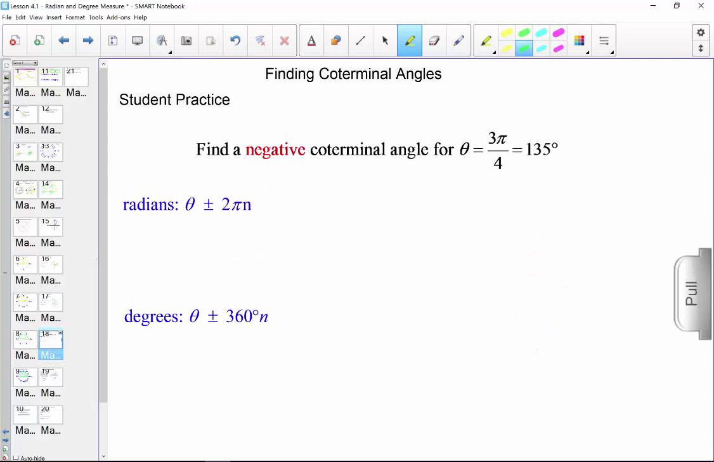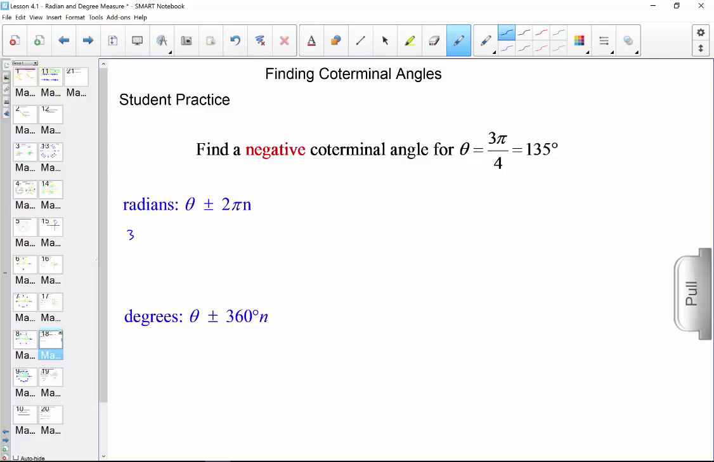All right, now go ahead and try one on your own. This time, I would like you to find a negative coterminal angle. So we have an angle, theta, which is 3 pi over 4 in radians, or equivalently 135 degrees in degrees. So I would like you to find a negative angle that's equivalent to 3 pi over 4 in radians, and a negative angle that's equivalent to 135 degrees in degrees. Let's see how you did.